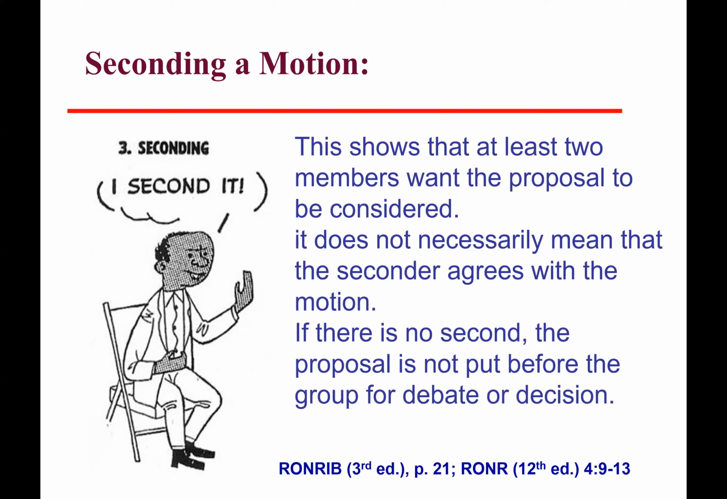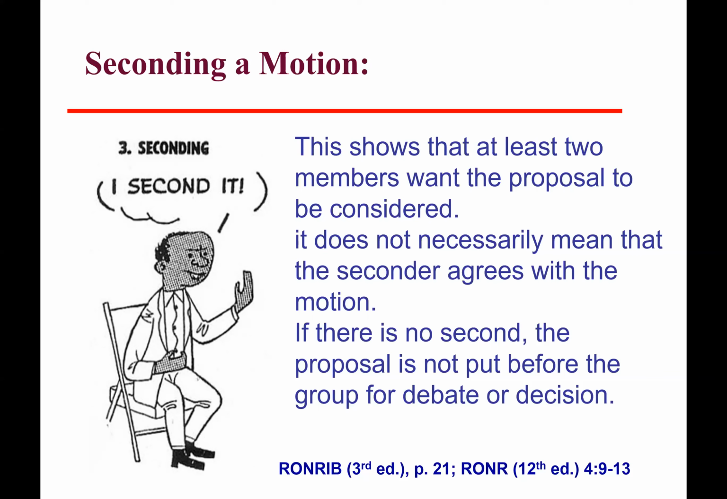On the other hand, if there is no second, the proposal is not put before the group for debate or decision. That's the rule. It's used to determine if there's enough support to bother debating this, because if there's no second, that would tend to imply it's just the concern of the person making the motion and no one else's. So having at least one other person interested in seeing this motion considered is all that's required by the second.